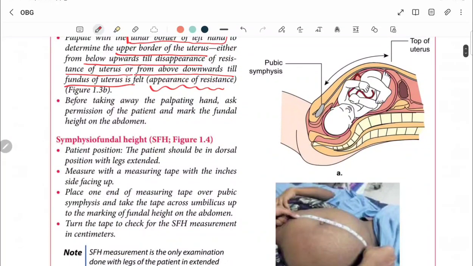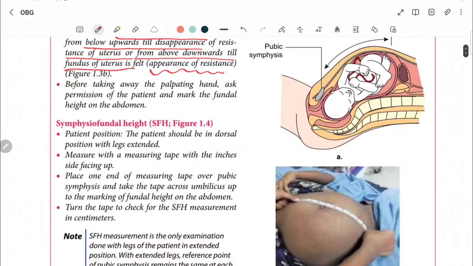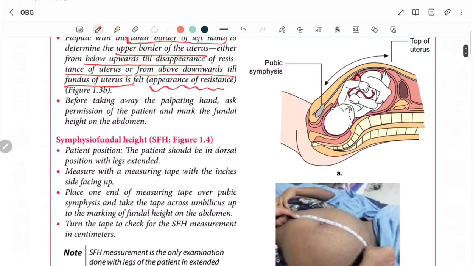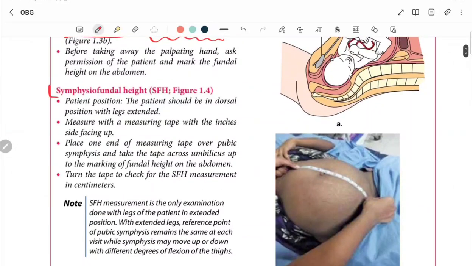Before taking away the palpating hand, ask the permission of the patient and mark the fundal height of the abdomen. So this is how you mark the fundal height of the abdomen. Now next, moving on to symphysiofundal height.